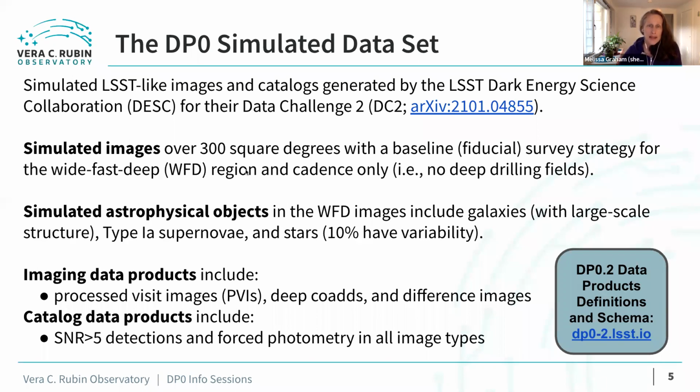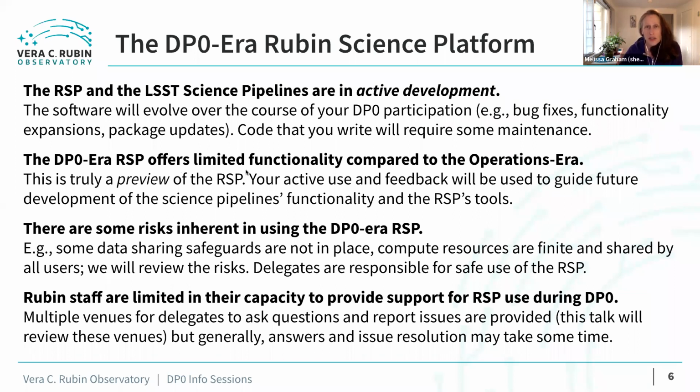The DP0 dataset is accessible to delegates by an early version of the Rubin Science Platform, but it is very important to note that both the Rubin Science Platform, the LSST Science Pipelines, and all of the associated support resources are in active development. Code that you will write now will require maintenance and updates over the next few years.